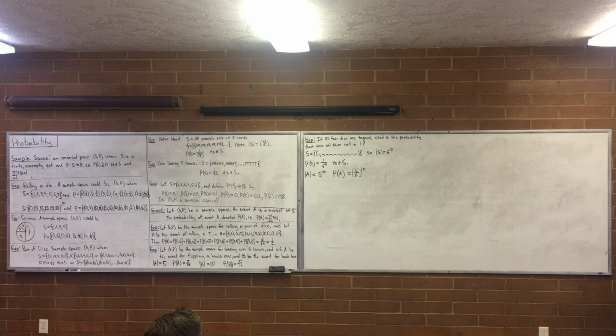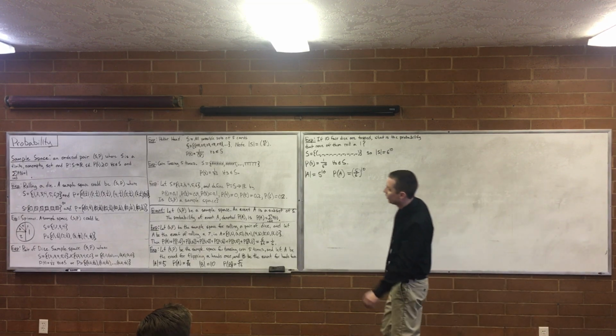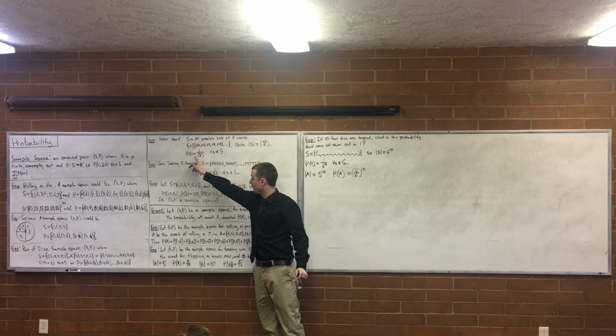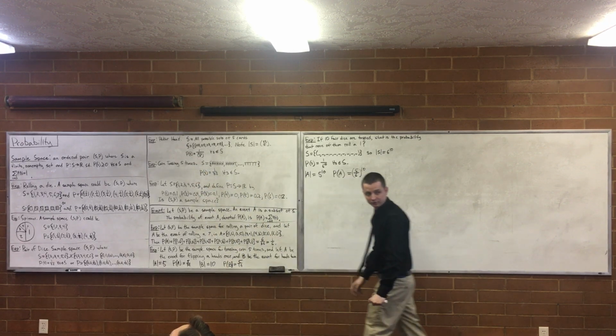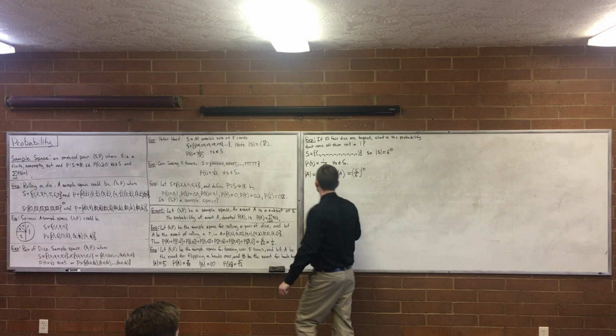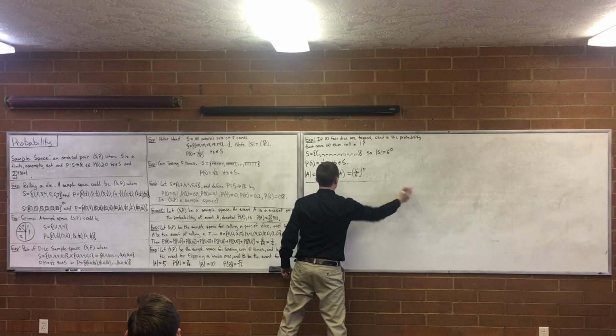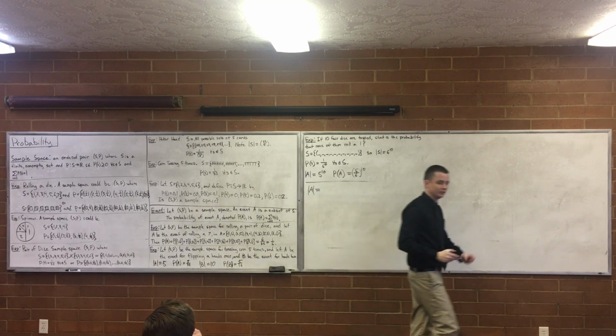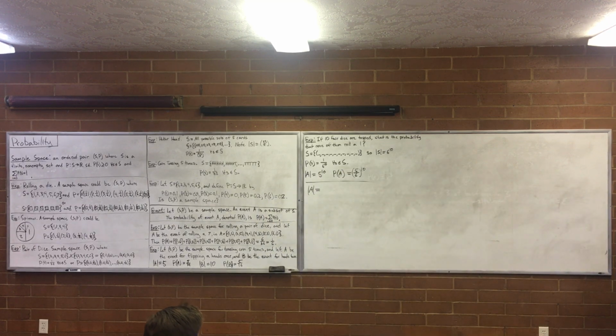Alright, so let's calculate the probability of getting four of a kind. We already know what the probability of a particular outcome is. So the question is, what's the size of A? How many hands have four of a kind? 13. Oh, close. Let's try again.